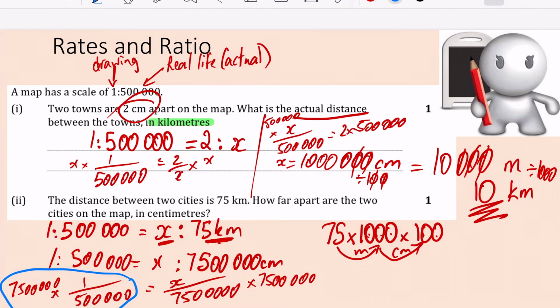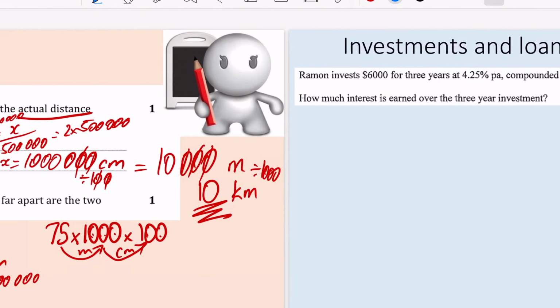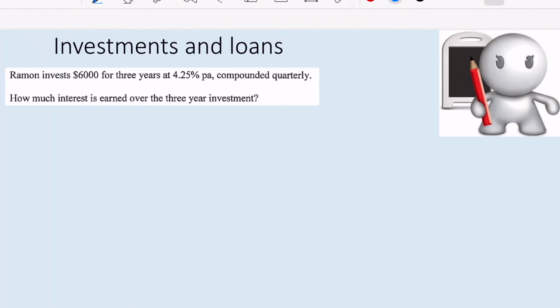Right. Now notice the theme change, so we're going now to a new topic, and obviously financial mathematics, and we are going to be working with investments and loans. Alright, so Ramon invests $6,000 for 3 years at 4.25% compounded quarterly. How much interest is earned?